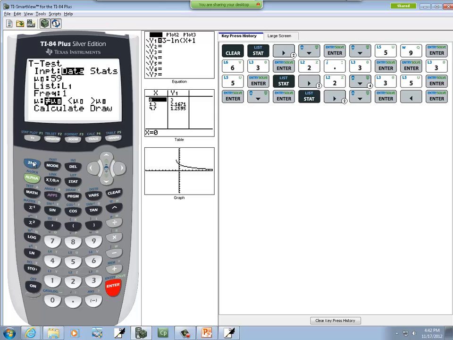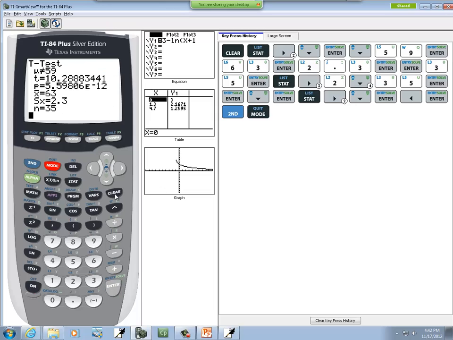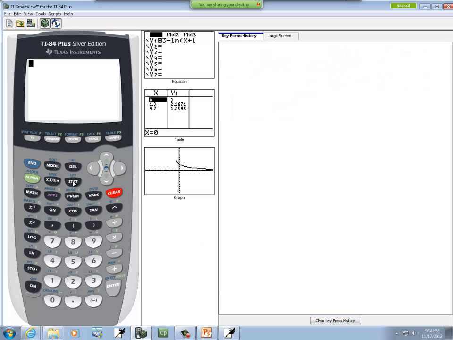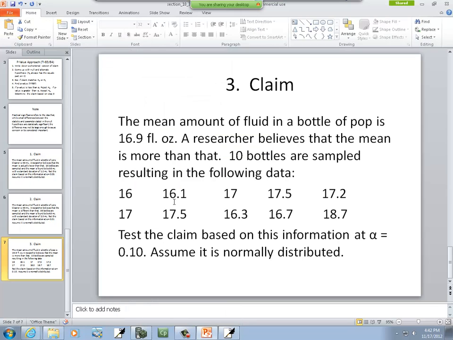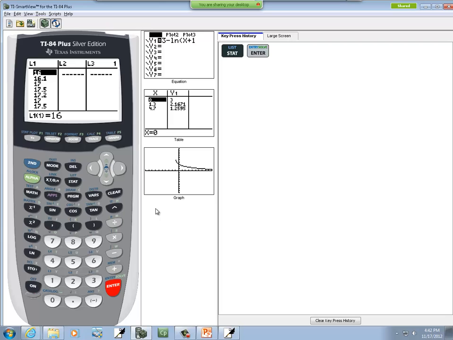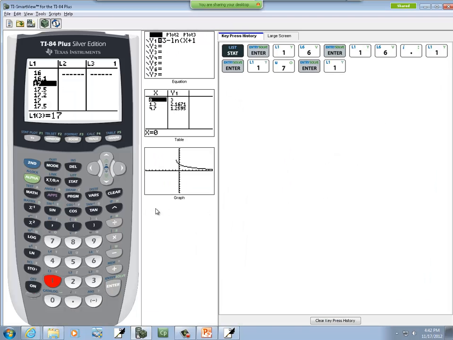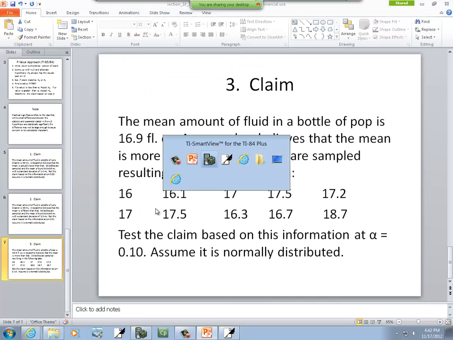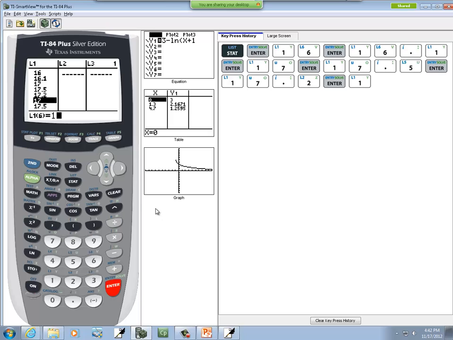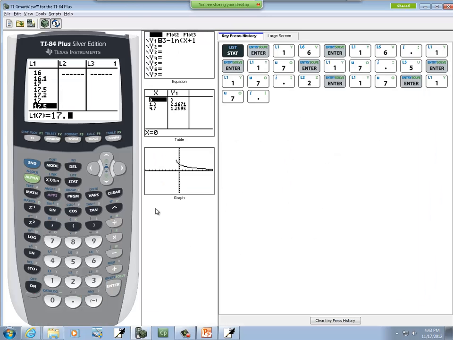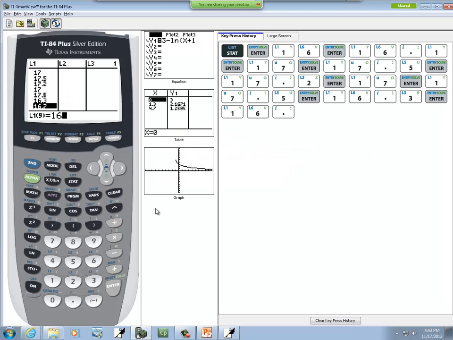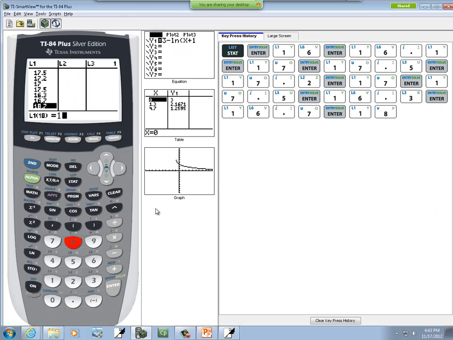So I'm going to exit out. I do second mode. And now I'm going to go to stat, go in, enter on edit. And I'll put my numbers in L1. Now actually these are the same numbers we want in there, but let me go ahead and do it anyway. 16 enter, 16.1 enter, just so you kind of see the flow. 17, 17.5, 17.2, 17, 17.5, 16.3, 16.7, and 18.7.